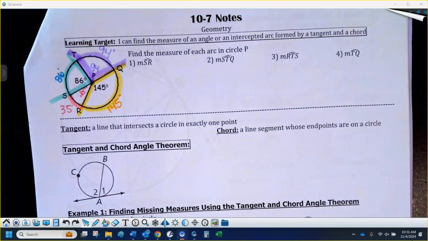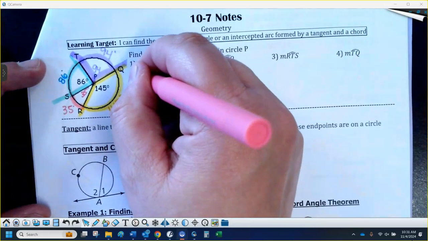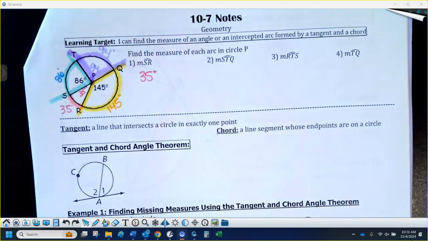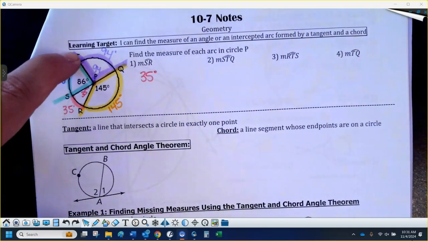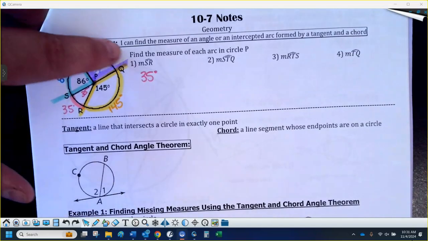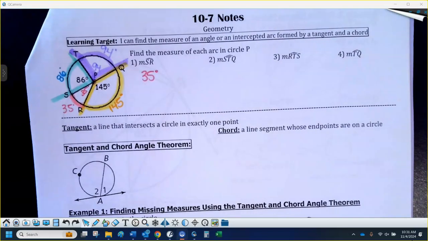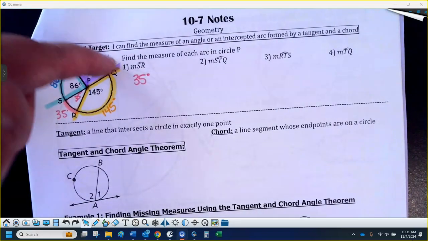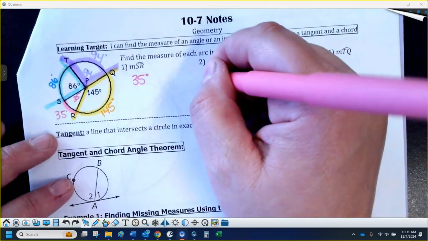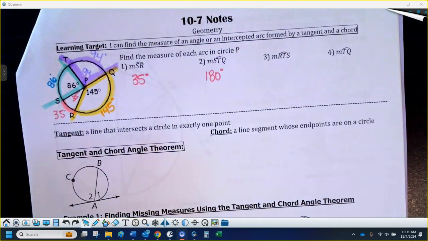So then I'm just going to go through and see if I can answer these questions. So SR, the arc, is just right there. We labeled that with the 35. STQ. All right, so STQ, start at S, go toward T, end up at Q. That actually just goes half the circle. Or you could take the 86 and 94, add them together, but STQ should be 180. I'm going to grab a different highlighter.